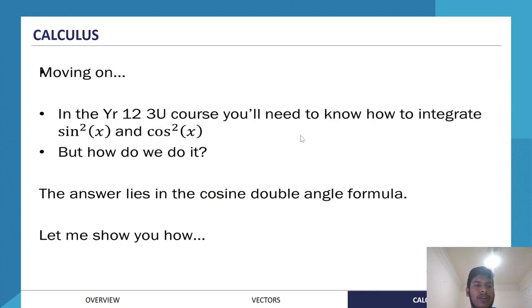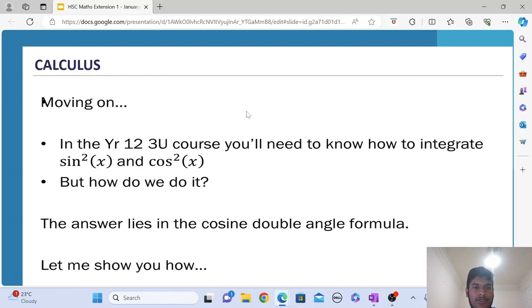Okay, so moving on. In the Year 12 3-unit course, you'll need to know how to integrate sine squared x and cos squared x, but how do we do it? Now the answer lies in the cosine double angle formula. So let me show you how you would approach this.